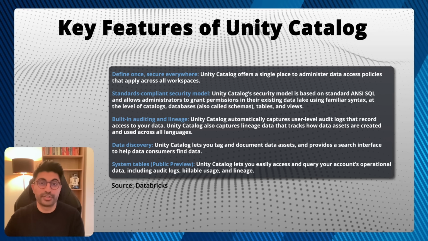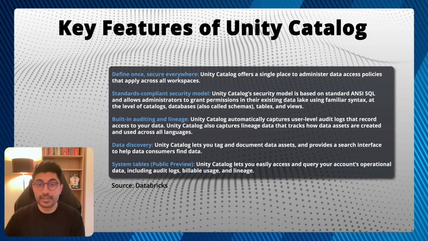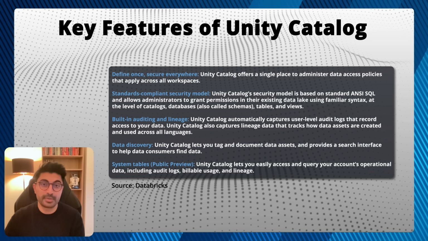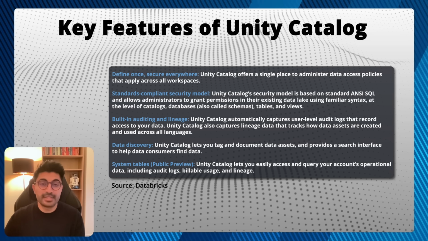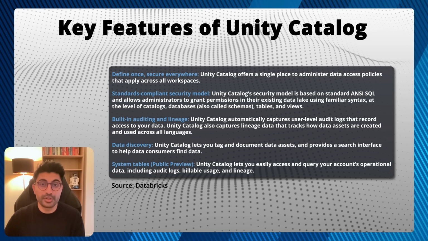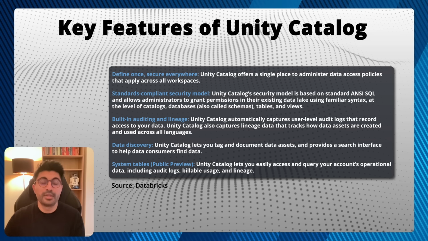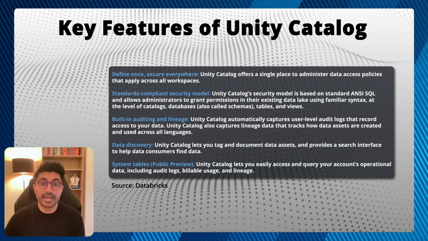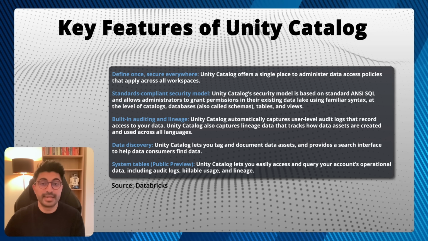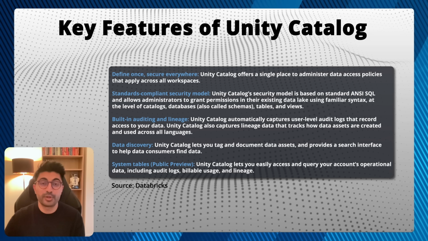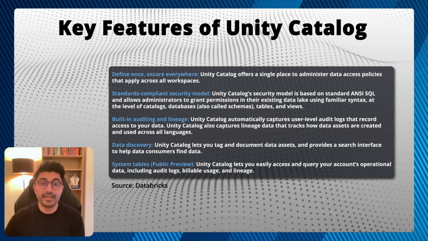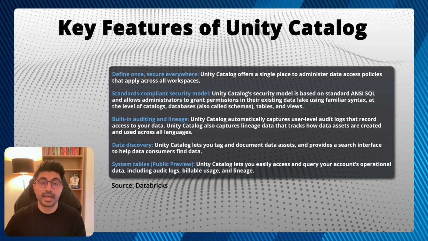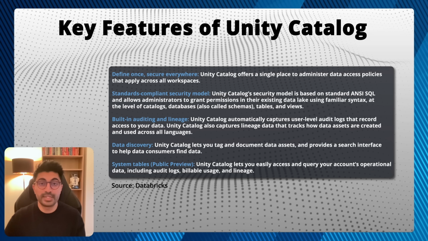There are numerous features in Unity Catalog. Unity Catalog offers a single place to administer data access policies across all of your workspaces. You can use standard ANSI SQL to grant and revoke permissions on Unity Catalog objects. Unity Catalog automatically captures user-level audit logs that record access to your data. It provides data lineage by tracking and visualizing the flow of data across different datasets and processes within the platform. You can also tag and document data assets, and then use a search interface to search for these data assets based on those tags.